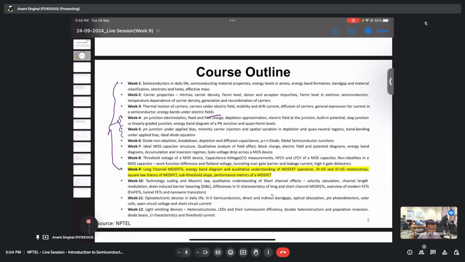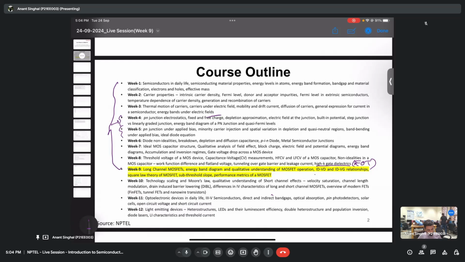So I'll be taking a very short topic of high gate dielectrics, like the concept of EOT basically. Why do we require high gate dielectrics, and what is this effective oxide thickness? And in this lecture, majorly we'll be covering the content of long channel MOSFETs, and the energy band diagram of the MOSFET. Since we already know the energy band diagram of a MOS cap, it is similar to that of a MOS cap only.